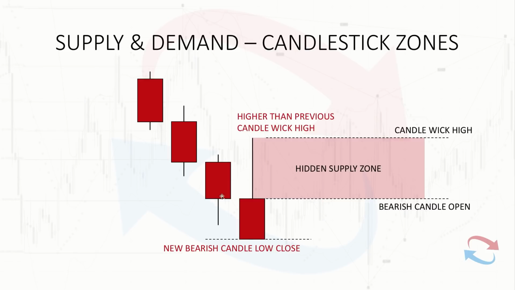And again, if we look at hidden supply within this sequence, it works the same way as it did with demand. At some point, this candle would have looked very, very bullish to the upside, and then it actually closed below this candlestick's wick low. So this is what we would call hidden supply. You get a candlestick where the wick goes higher than the previous day's wick high and closes below the previous day's wick low.